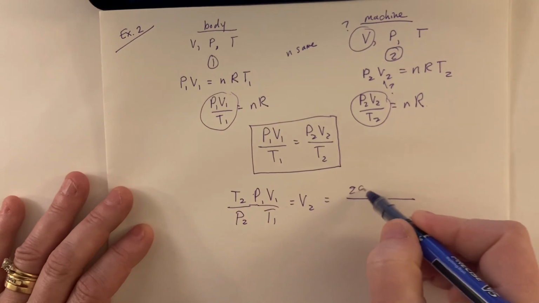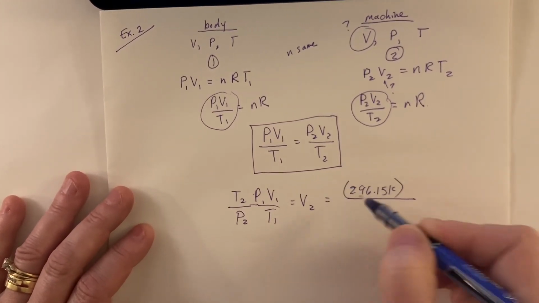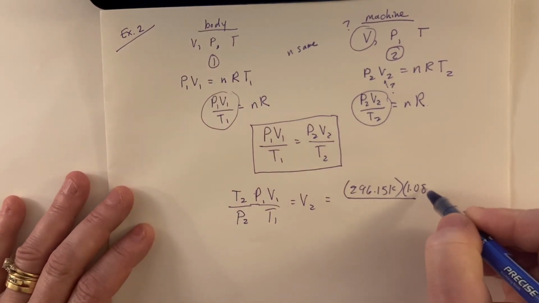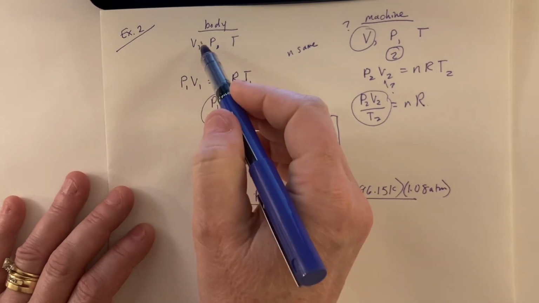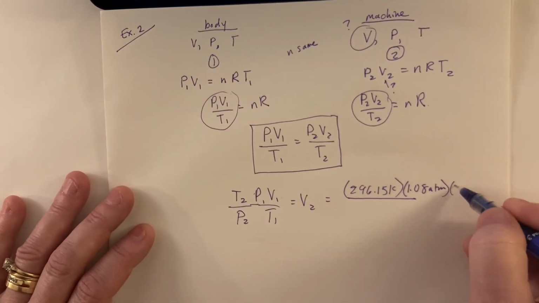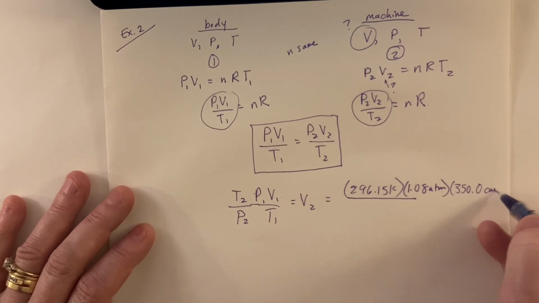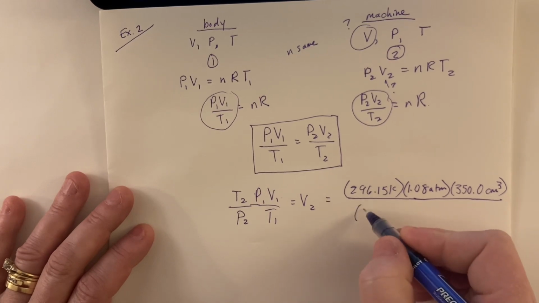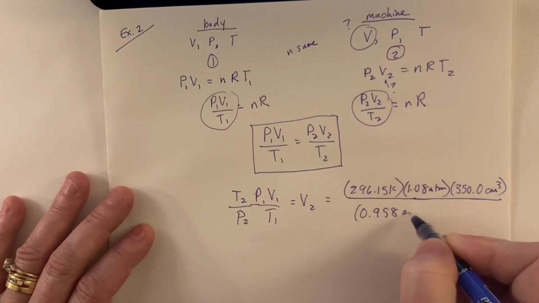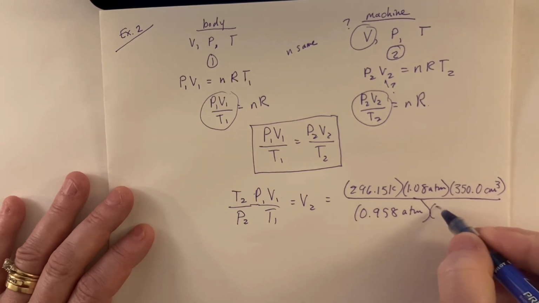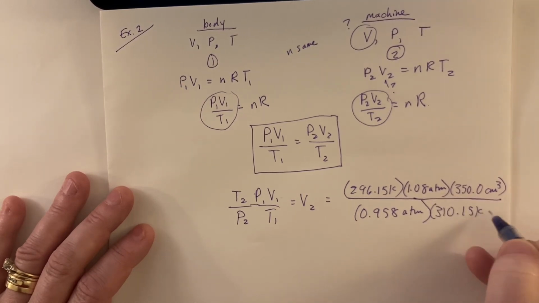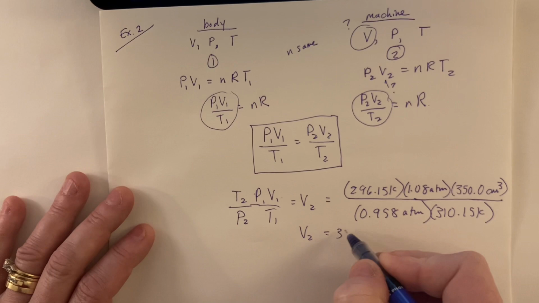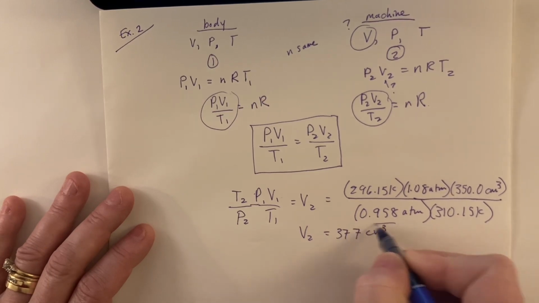So we have 296.15 Kelvin times the pressure P1, that's the body pressure, the 1.08 atmospheres. And the V1, 1 is body, so that is the 350.0 cubic centimeters, which is also known as mL. And then the P2 at the machine, 0.958 atmospheres. And the T1, body temperature in Kelvin. All right, so make sure you practice this and make sure you get the answer 377 cubic centimeters or mL.